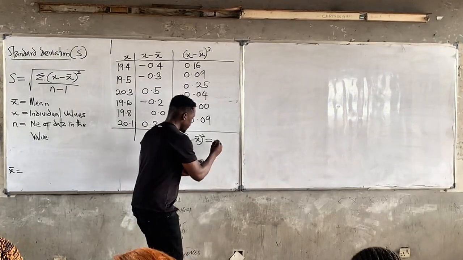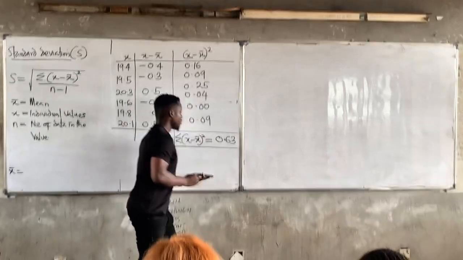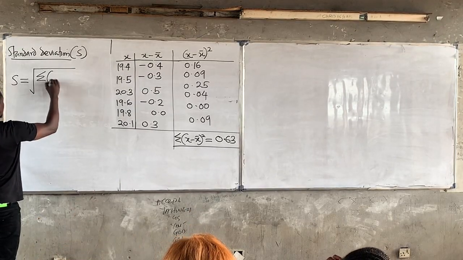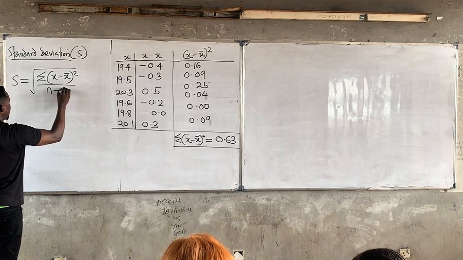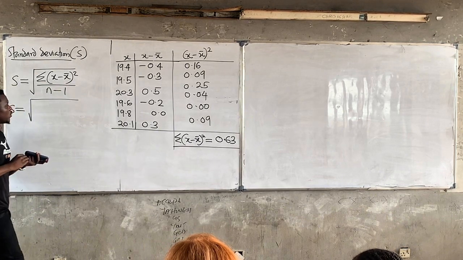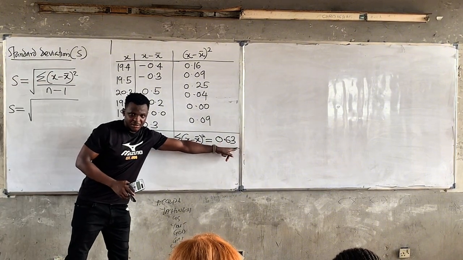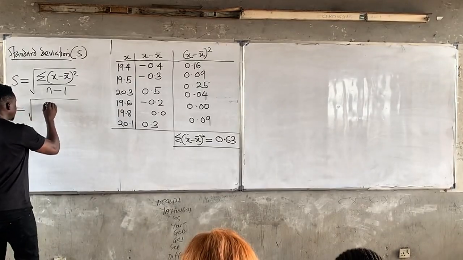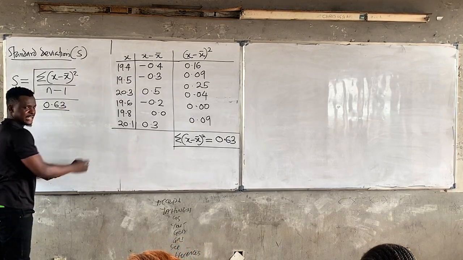Now this becomes 0.67. Now say my standard deviation s is equal to the square root of summation of x minus x bar squared all over n minus 1. Now anywhere I see summation of x minus x bar squared, I'll put 0.63, because this is actually what we got from here. So this is 0.63 all divided by n, the number of data.